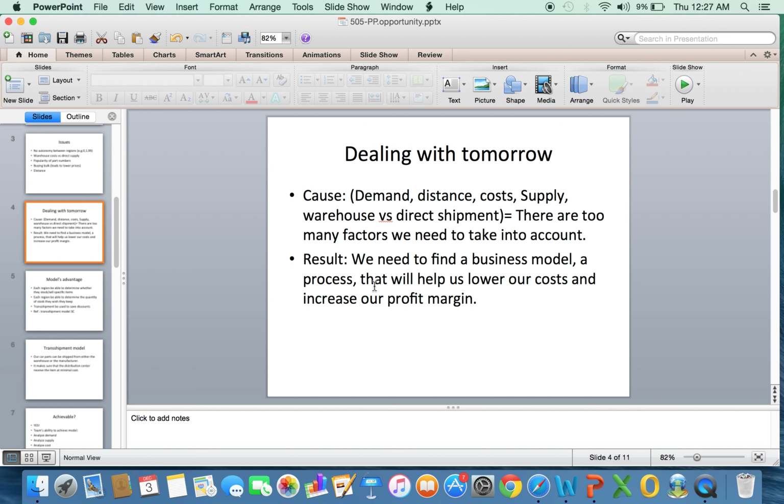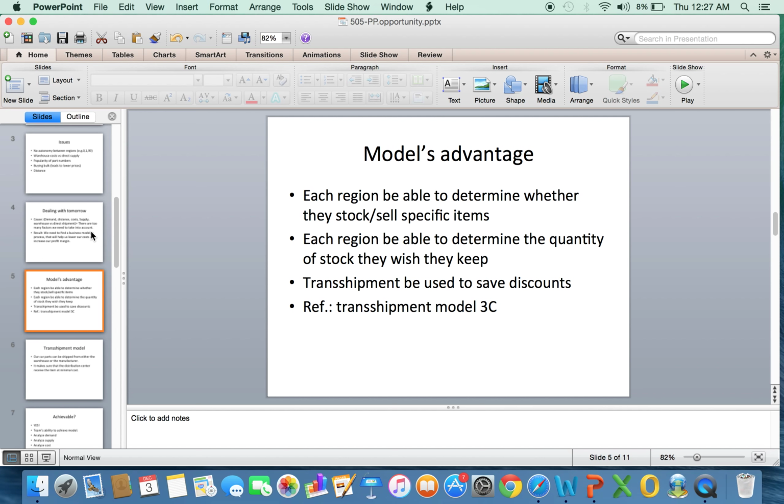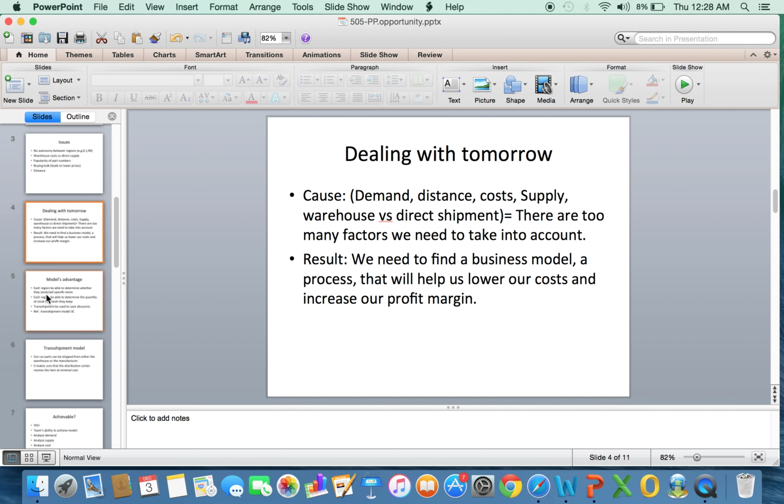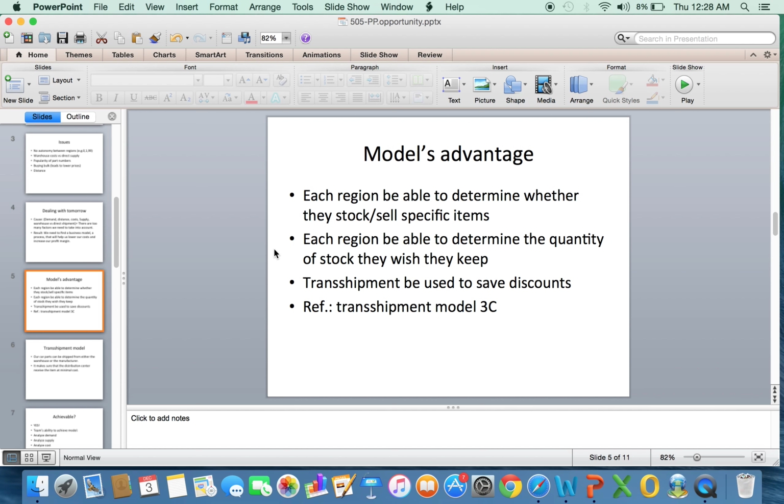Now, what we want to deal with tomorrow: what are the causes, the issues that I just mentioned? We have to take those factors into account. And what is the result that we're all looking for? Well, we need to find a business model, a process that will help us lower our costs, so in essence we can increase our profit margin. And as I said earlier about the process, the business model, it has its advantages. What is it going to help us do?